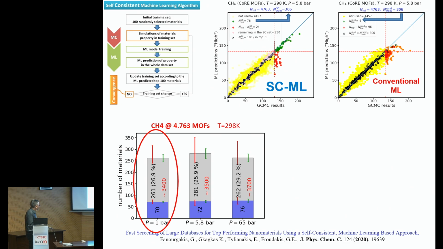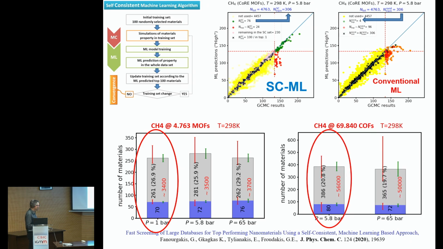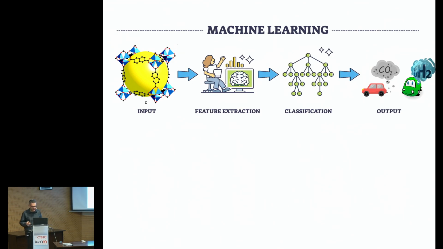To say it another way, because this is working in different materials and different conditions, it is a general algorithm. In order to identify 100 top performing materials, we use our algorithm, and with a training set of 261 MOFs, we managed to find 70 of the 100 top performing. To find this with the traditional method of random selection, we need 3,400 as a training set. So that is one order of magnitude lower. And the same story holds for COFs and things like that.